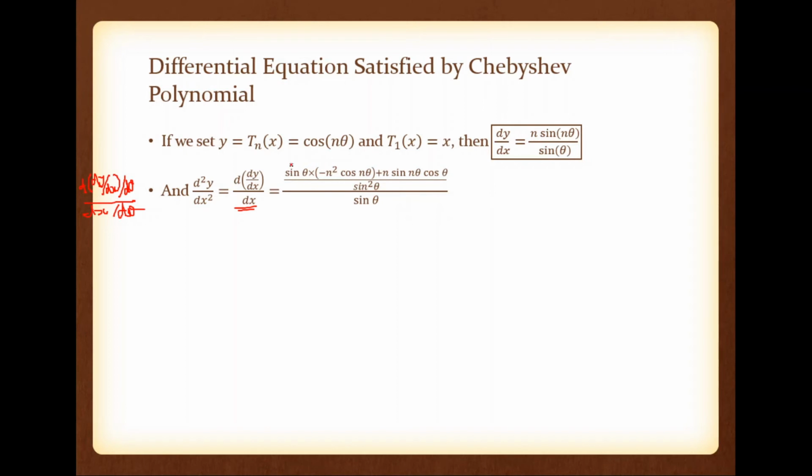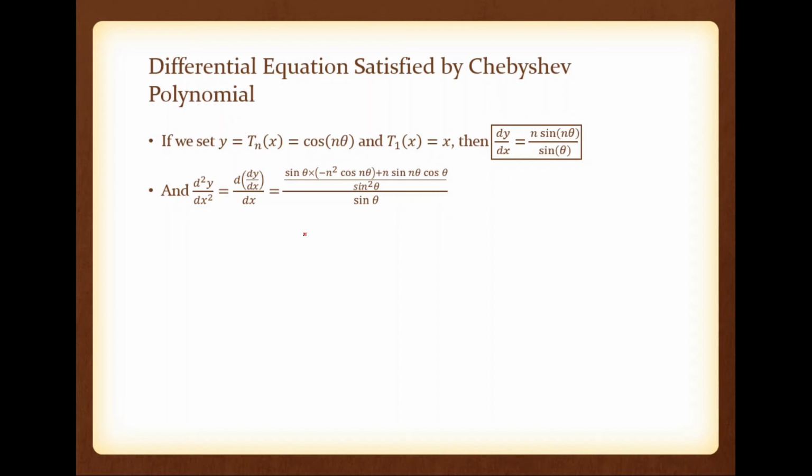So this is the numerator. What about the denominator? dx by d theta. x is, as I told you, nothing but cos theta. So dx by d theta is sin theta. So d square y by dx square is sin theta into minus n square cos n theta, plus, actually this is minus into minus cos theta, so this term becomes plus n sin n theta cos theta, divided by sin square theta, divided by sin theta. Is it okay?